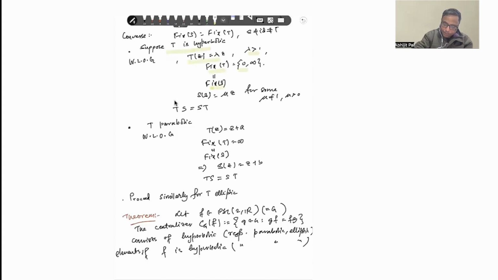Therefore, since s is a non-identity element, s has to be of this form: sz is equal to mu z for some mu not equal to 1, and mu is positive. So tz is equal to lambda z, sz is equal to mu z. So t compose s of z will be equal to lambda mu z, and s compose t will be equal to mu lambda z. So these two isometries are the same. Therefore t compose s will be equal to s compose t.